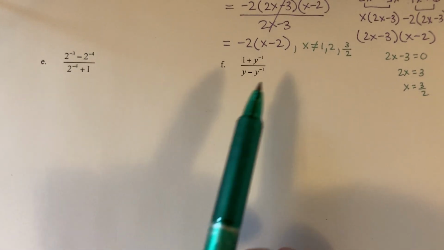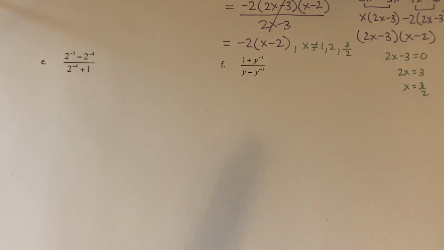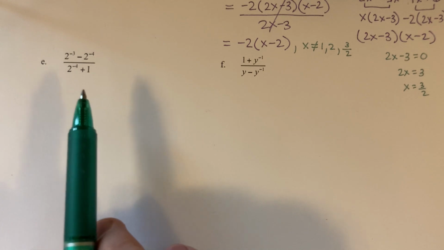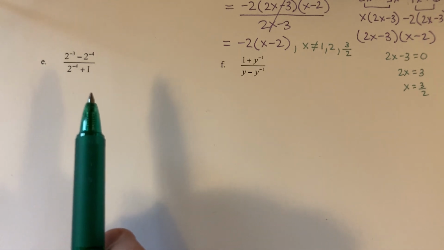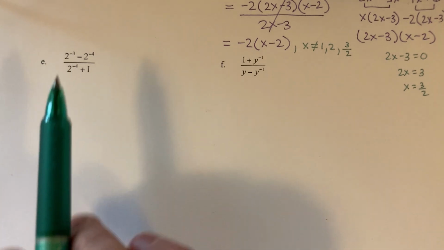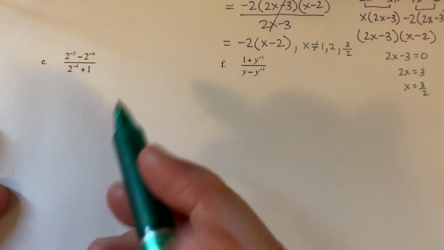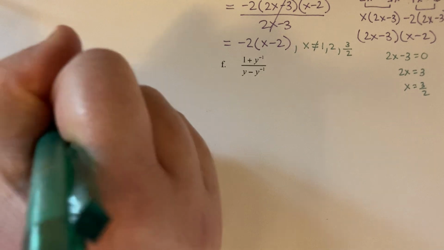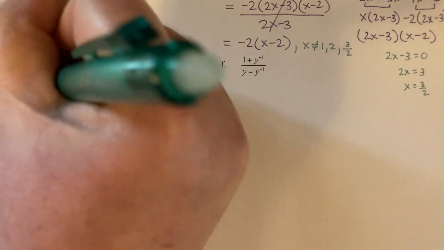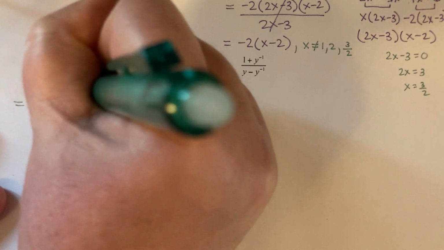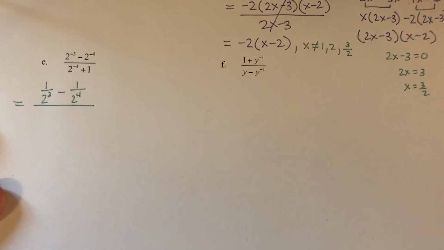Let's try a couple that look a little different, because at first glance, these might not look like complex fractions because I don't maybe see a fraction inside of another fraction. But negative exponents are fractions. So what I'm going to do with this first one is right away write these negative exponents as fractions. So that'll help me see how I need to simplify this.